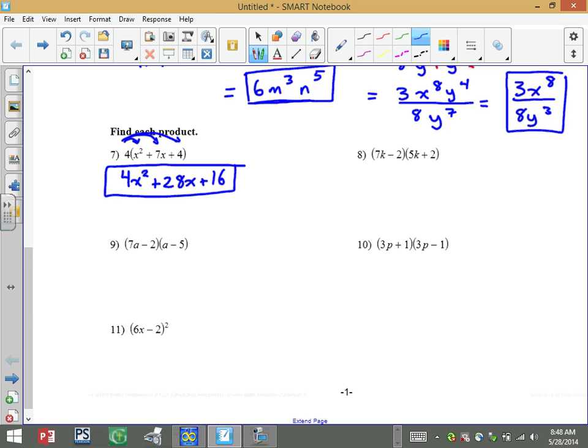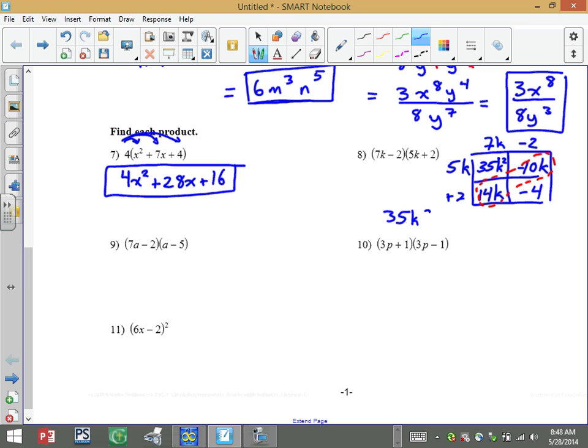Here, when we're doing binomial times binomial, it's a great opportunity to use that box method. So we'll do 7k minus 2, 5k plus 2. So this would be 35k squared minus 10k. There's 14k, and then minus 4. Remember that we're always going to add the like terms. So we're left with 35k squared. Negative 10 plus 14 is going to be plus 4k, and then minus 4. So there's your final answer once it's multiplied out.